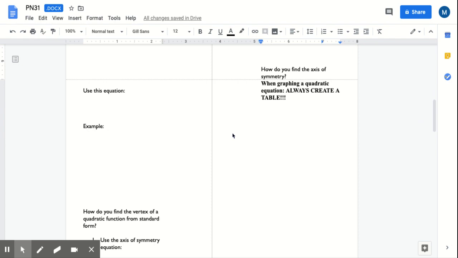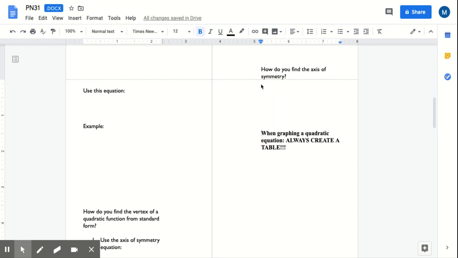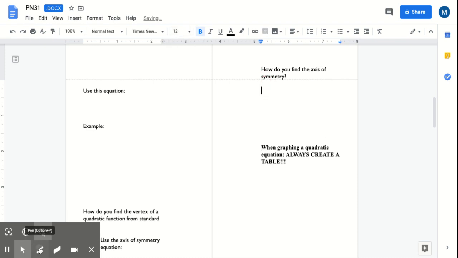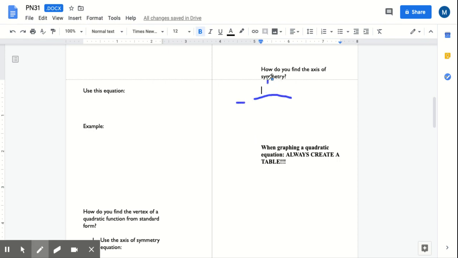Moving on, how do we find the axis of symmetry? So briefly before school ended, we talked about the axis of symmetry being negative b over 2 times a.